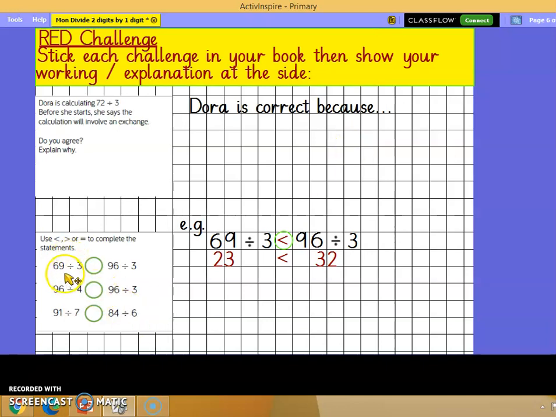In the second one, record it at the side, but show your working out. So underneath you can see I've done 69 divided by 3. I've used my method, found the answer, 96 divided by 3, and I found the answer, and then I found that 32 is larger than the 23, or 23 is smaller than the 32, and I put the correct symbol in.